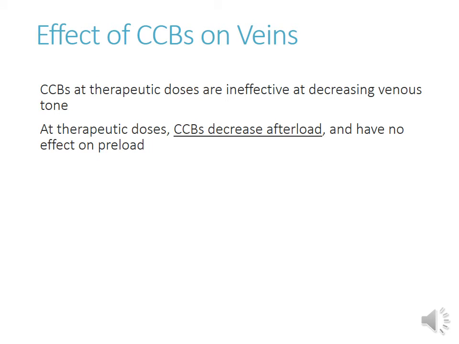So looking at the effects of calcium channel blockers on veins, you typically see that they're not super great at decreasing venous tone. Right, they're going to be really working more on the arteries more than anything. So at therapeutic doses, calcium channel blockers can decrease afterload, meaning you have less pressure you're pumping against, so you have more effect on the arteries, and really no effect on preload so much. Right, we'll have other drugs that are going to be affecting preload more than this, but calcium channel blockers are not the ones to do that.